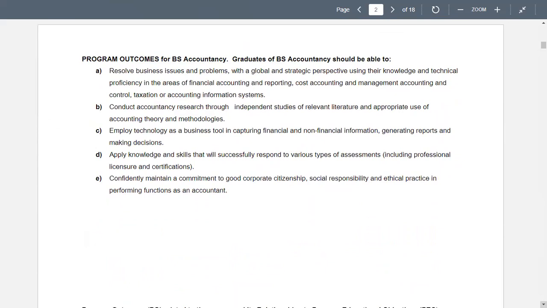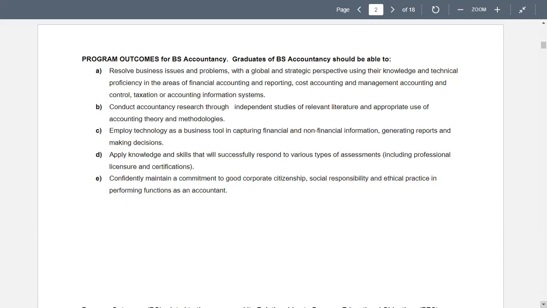in the areas of financial accounting and reporting, cost accounting and management accounting and control, taxation, or accounting information systems. Conduct accountancy research through independent studies of relevant literature and appropriate use of accounting theory and methodologies. Employ technology as a business tool in capturing financial and non-financial information, generating reports, and making decisions.